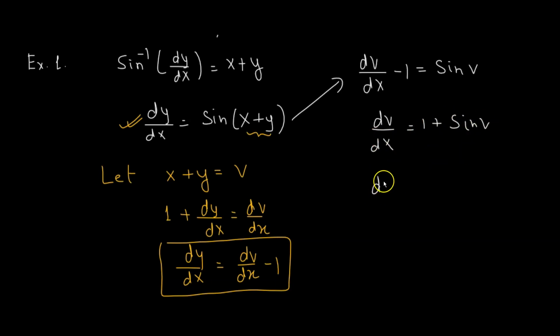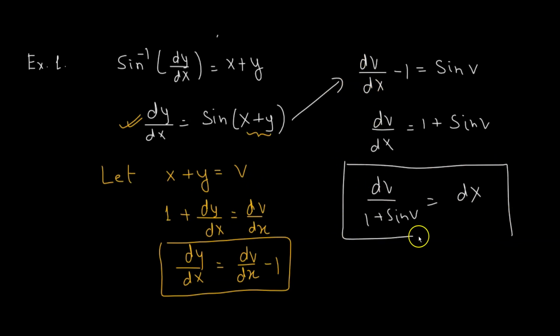Now we can separate the differentials: dv over 1 plus sine v equals dx. So this is now in the separable form. Although our given equation was not in the separable form, we applied this technique. We substituted x plus y equals v, differentiated both sides with respect to x, did some manipulation, and that gave us the differential equation in the separable form. So now our task will be to integrate both sides.